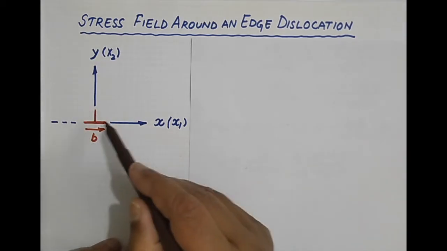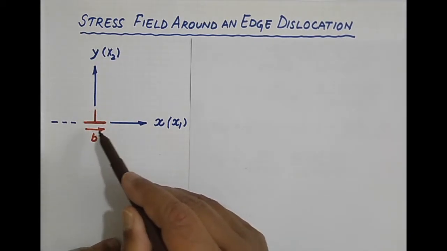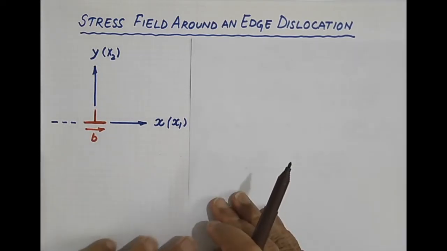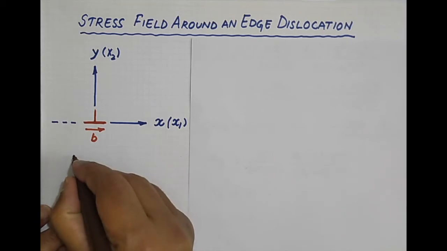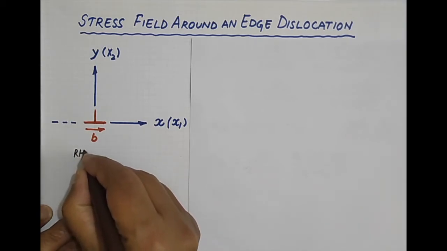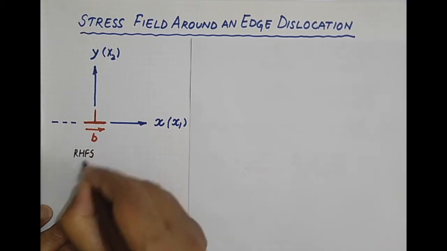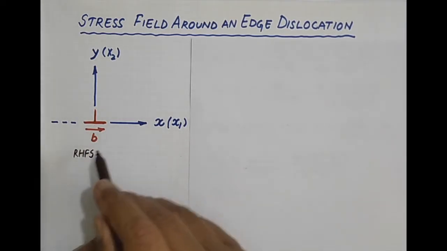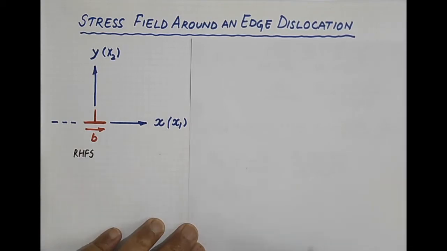The Burgers vector of this dislocation line is to the right if we take the t vector going in and follow our right hand finish to start convention. The RHFS convention gives, with the t vector going in, the b vector to the right.